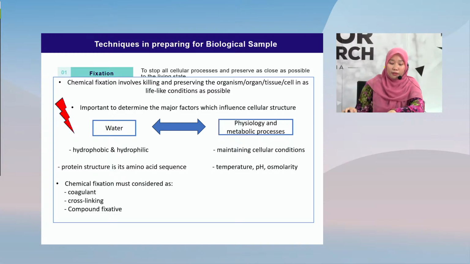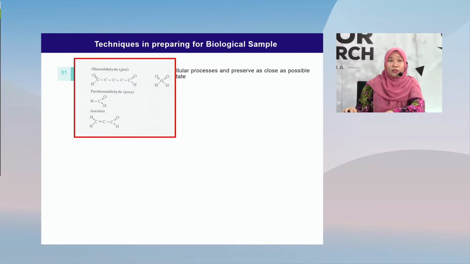And secondly, we must recognize that cellular physiology and metabolic processes are responsible for maintaining the cellular condition that favors the continuity of the molecule and organelle structure. Some conditions which must be maintained, which is the homeostasis, include temperature, the pH of the system or the organism, and also the osmolarity.